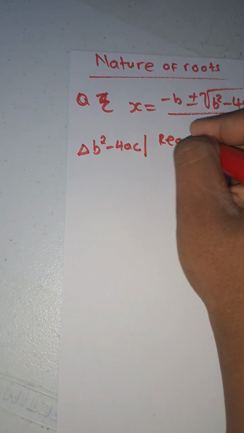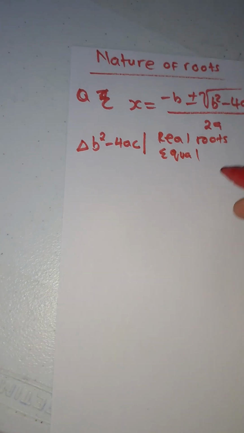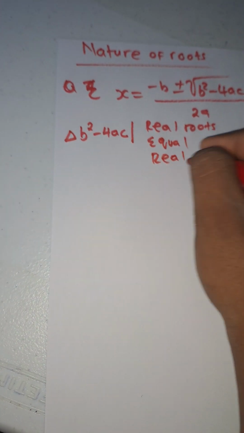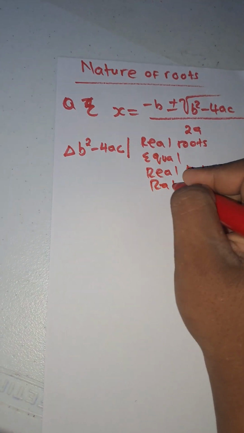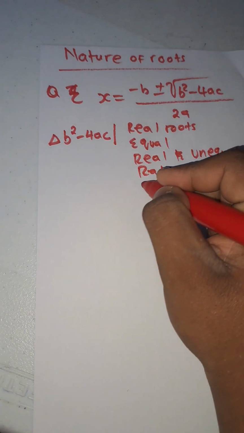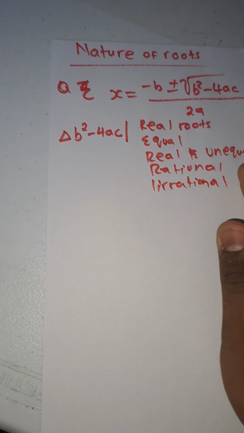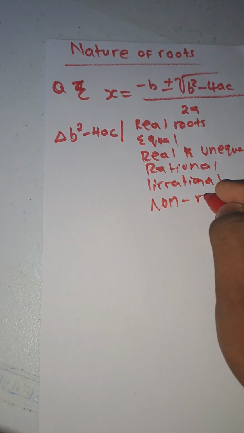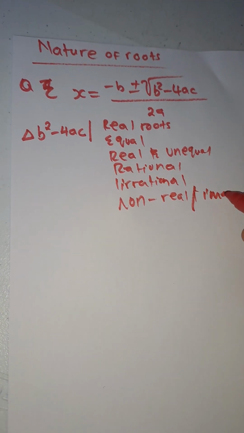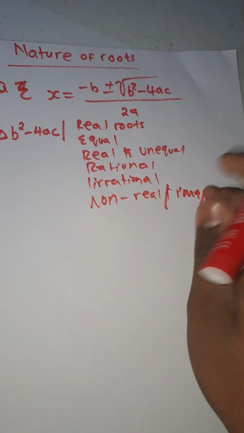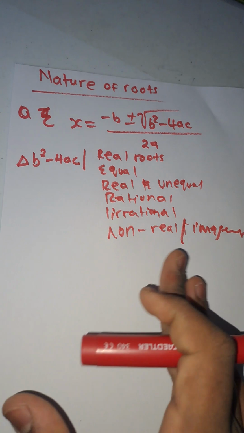And then you have the types of roots. We have the real roots, we have the equal roots, we have the real and unequal, we have the rational roots, we have the irrational roots. These words, you remember them from grade 10, eh? And then you have the non-real or imaginary roots. These ones are usually the negative numbers, no? Sharp, ne? So now let's go.